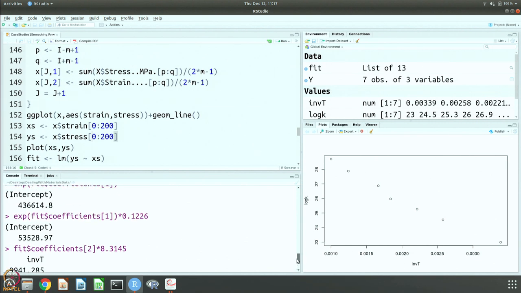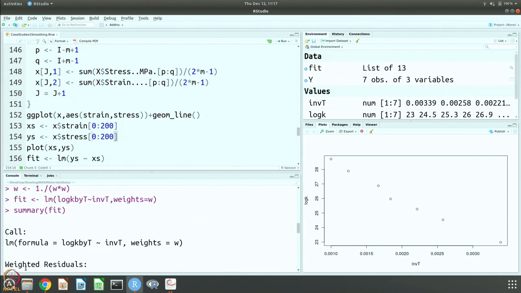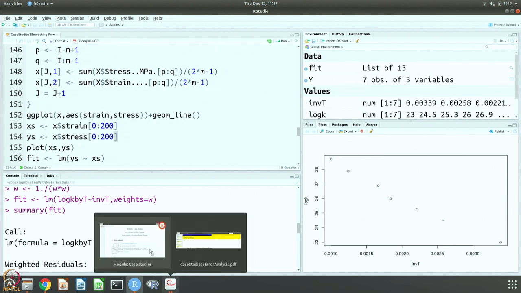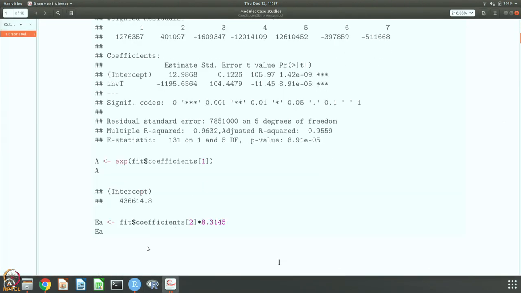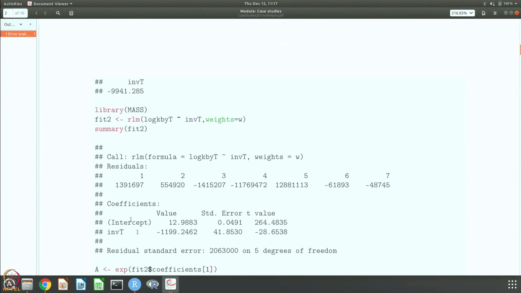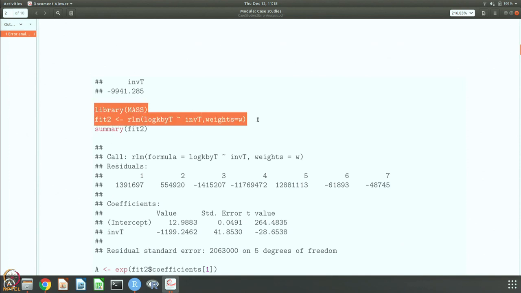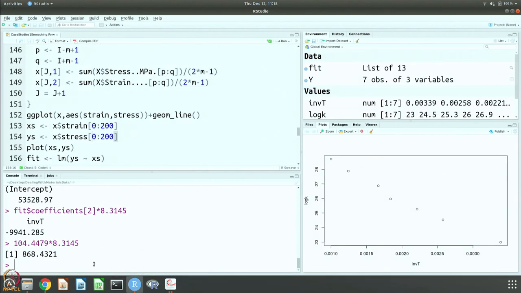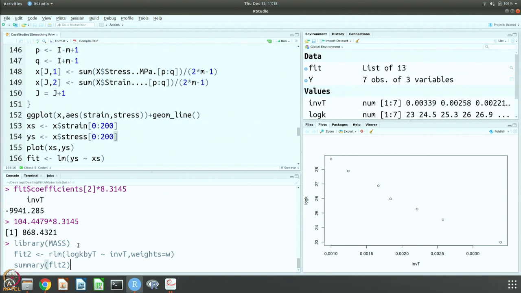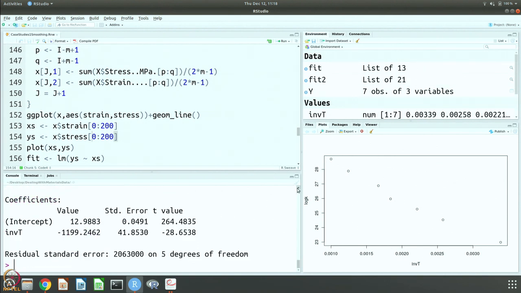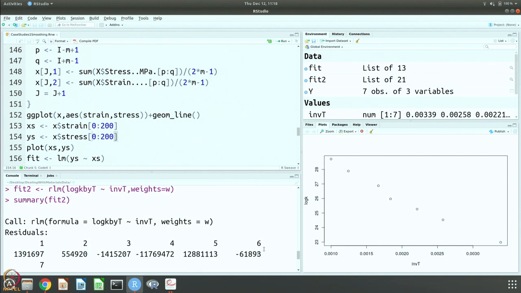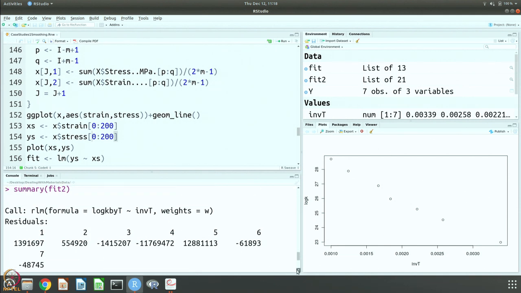So all this we did by using the linear model formula. So we fitted log k by T versus 1 by T, and of course there are other ways of fitting. So let us try some other ways of fitting also. So we will use the library MASS, and we will do a robust linear model, right. So we have done the robust linear model, and the same formula we have fitted, using the same weights.